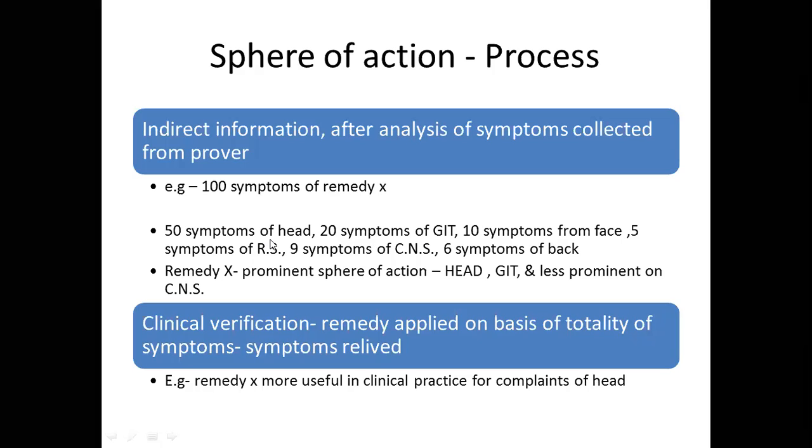Now, when this statistical analysis is performed, we found that the prominent sphere of action of this remedy, the percentage of symptoms which is more, is on the head and gastrointestinal system, and at the same time it has less prominent action on central nervous system. So this is how the indirect statistical analysis of the symptoms will guide us towards identification of the prominent sphere of action of a remedy.